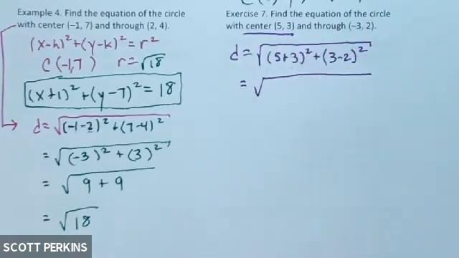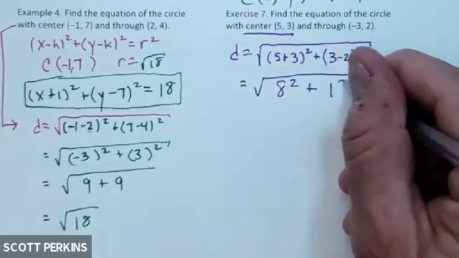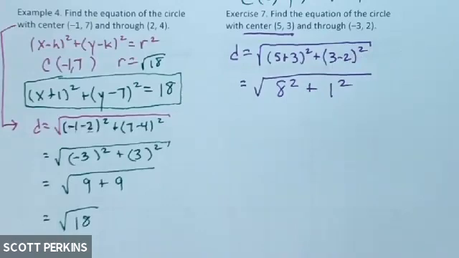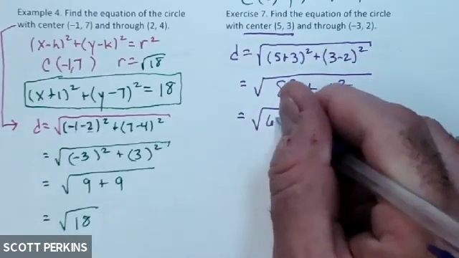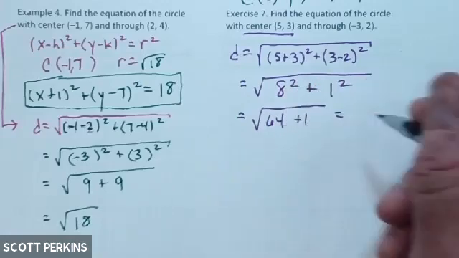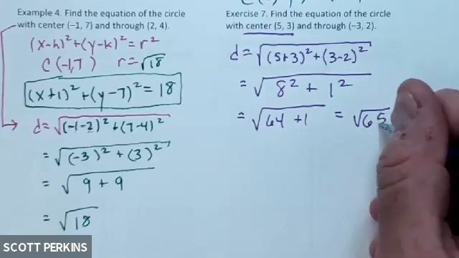5 plus 3 is 8, so that is going to be 8 squared. I'm just showing all of my arithmetic steps here, so if you can cut a little bit of that and make this a little shorter, I totally understand. 8 squared is 64, 1 squared is 1, so the distance between those 2 points, which is the radius, is square root of 65.